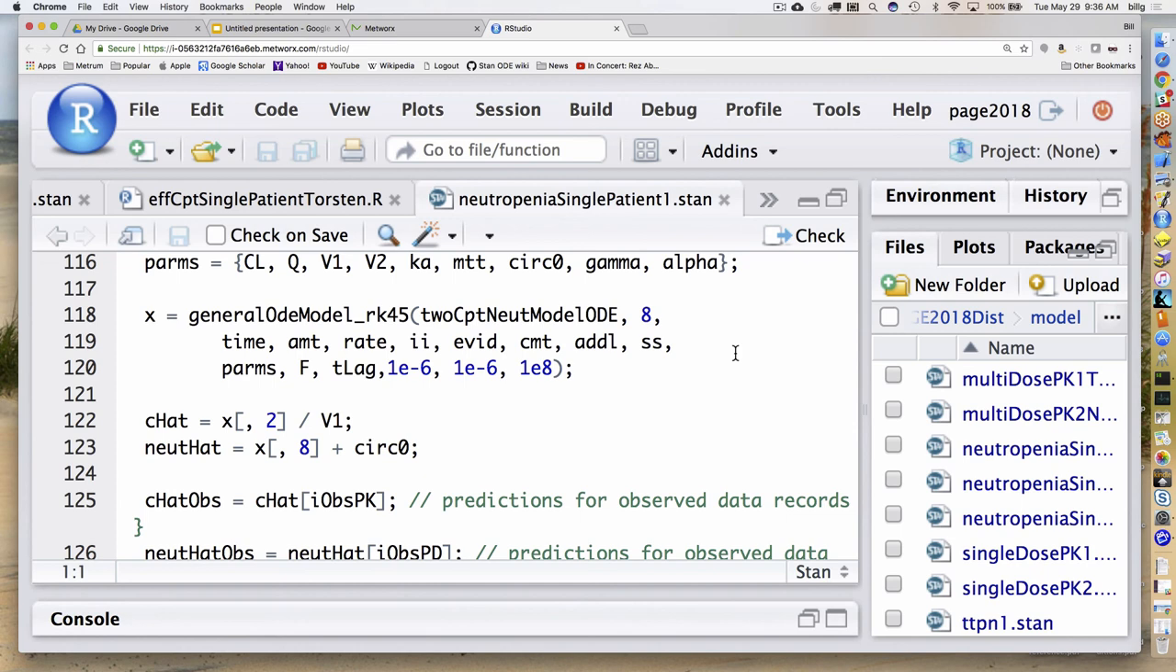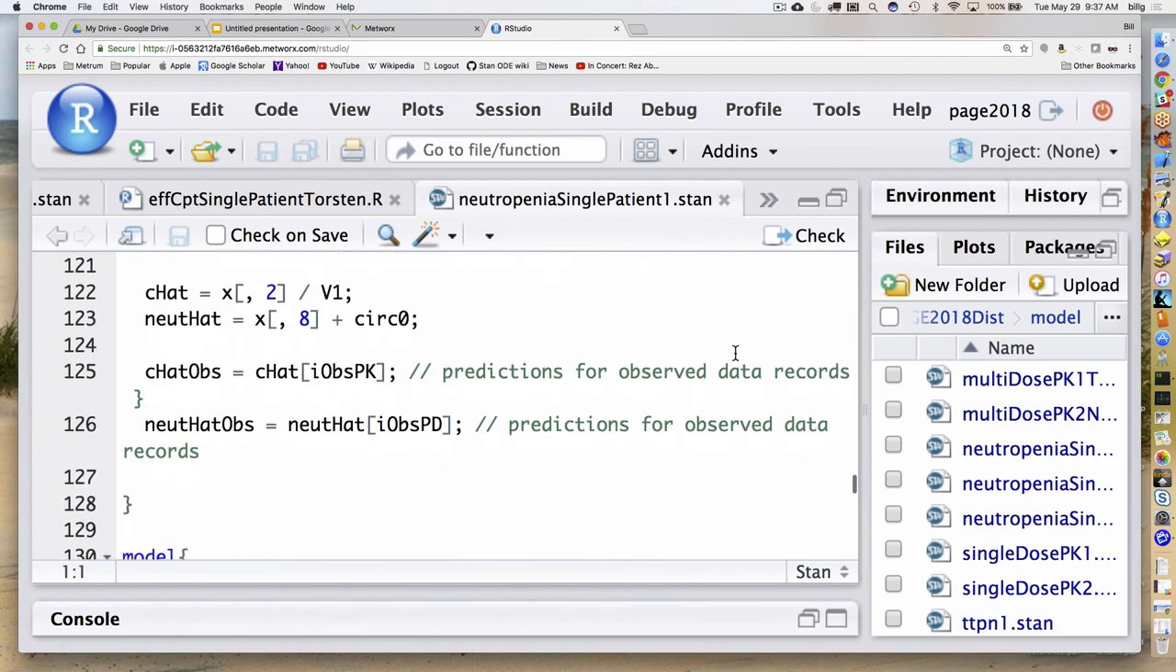And then once I get those out, my predicted concentration, again, is just second compartment amount divided by V1. And the neutrophils are, remember, the eighth component there was the neutrophil count minus the initial neutrophil count, so I have to add the initial value back in. That's most of the tail right there.